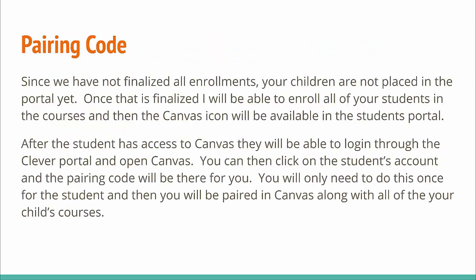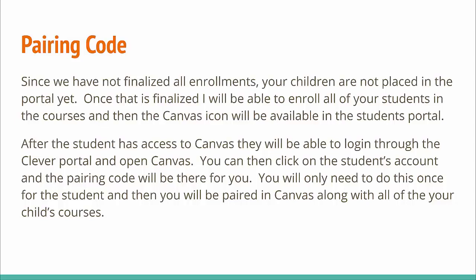Pairing codes. A lot of families reach out that they're unable to get a pairing code. The main reason why they are unable to get a pairing code is because the students are not currently enrolled in sections. So for example, if your child is already enrolled in a school, we are finalizing those enrollments with classes. And once all of that is finalized, I'll be able to enroll all of your students in the courses, and then the Canvas icon will be available in the student's portal.